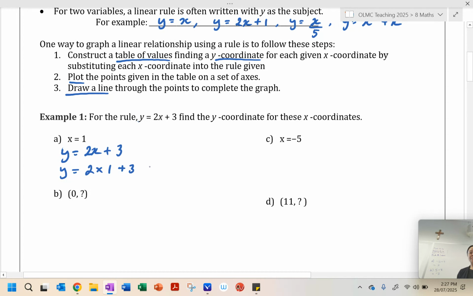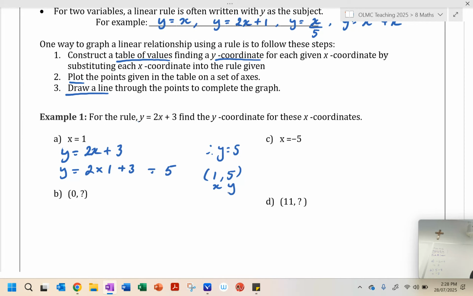I normally would go down, but I've run out of space. I'll just do it here. So y equals 2 times 1, which is 2, plus 3, which is 5. So in this case, y equals 5. So when x equals 1, y equals 5. So my coordinate is going to be 1, because my x comes first, comma, 5. So remember your x is your first coordinate, y is your second coordinate.